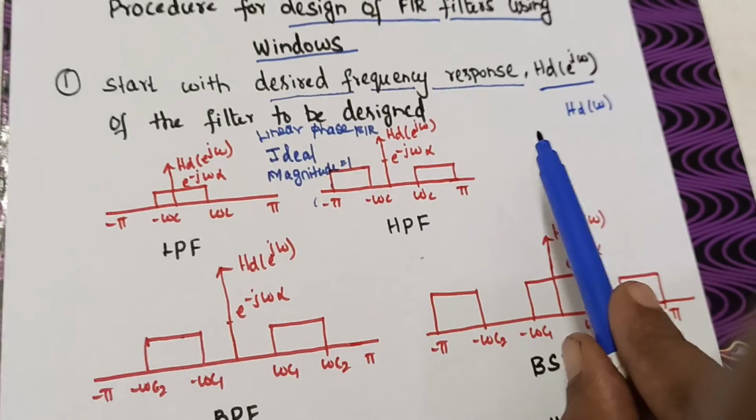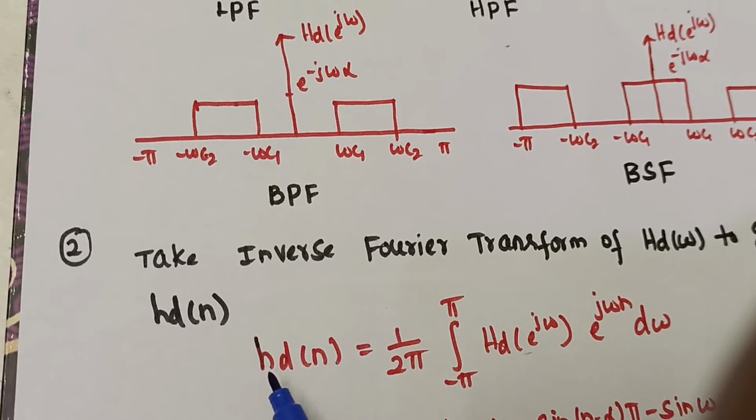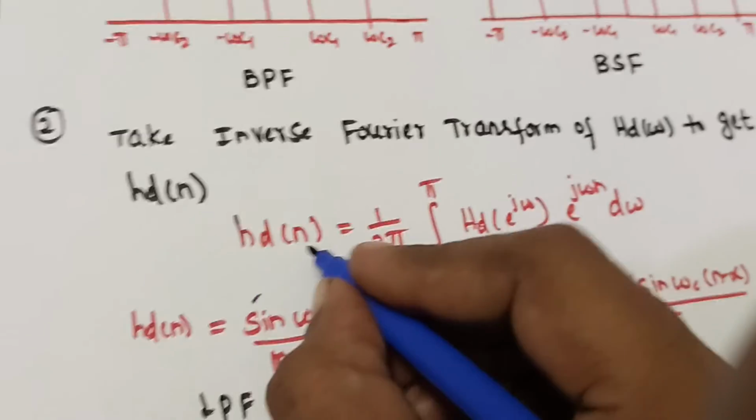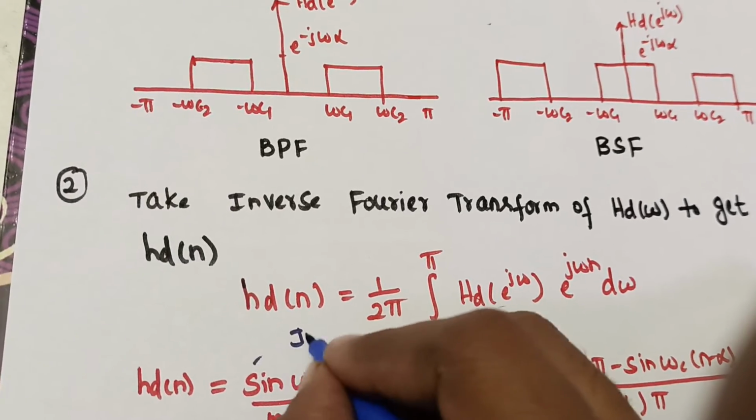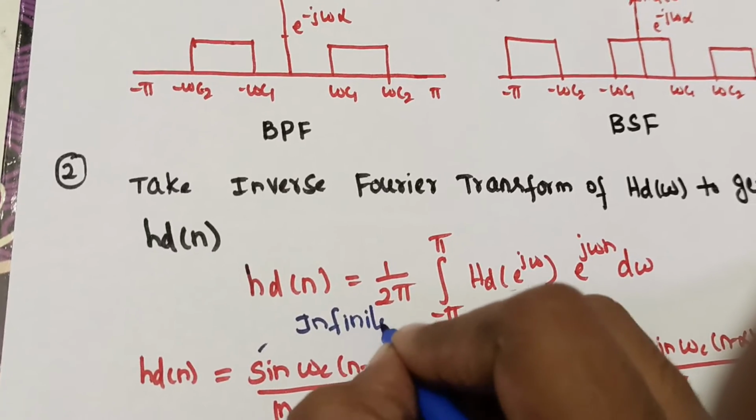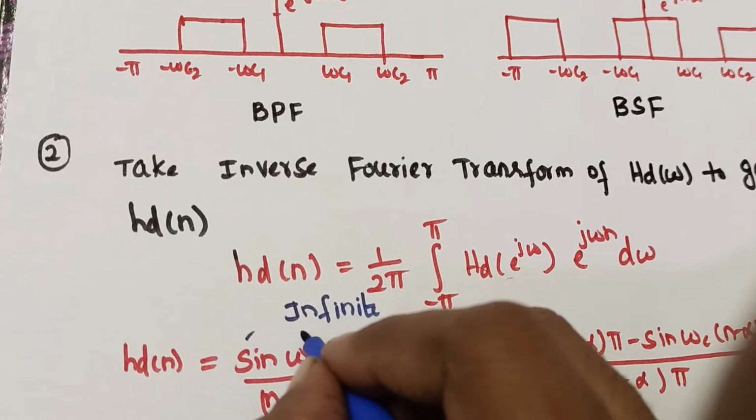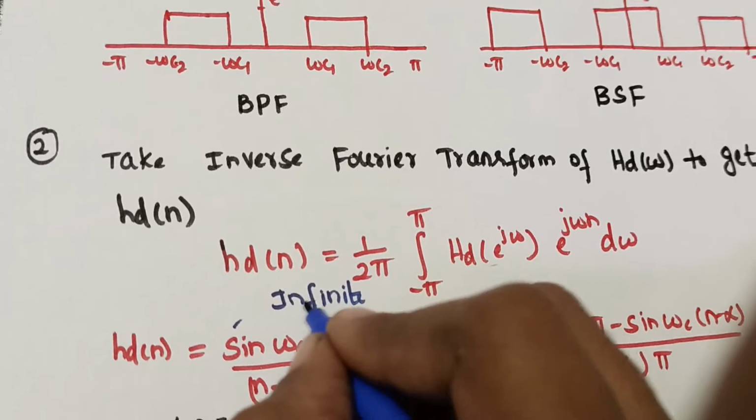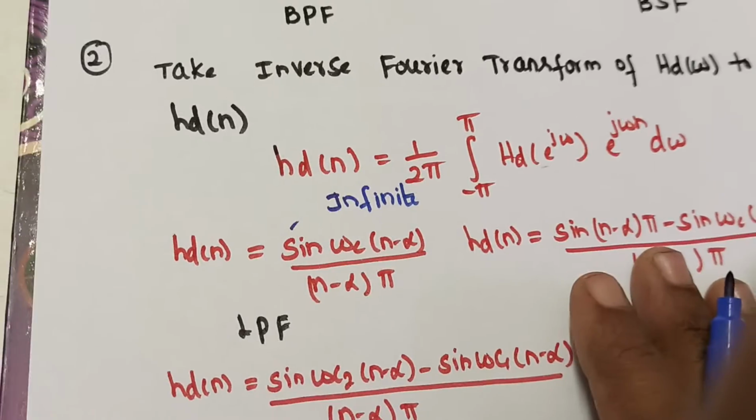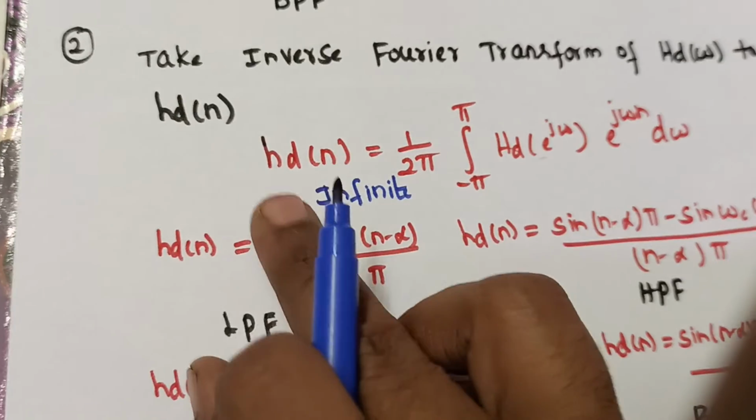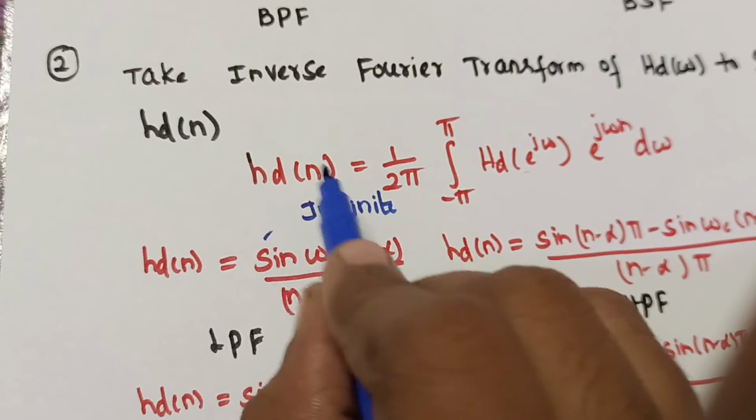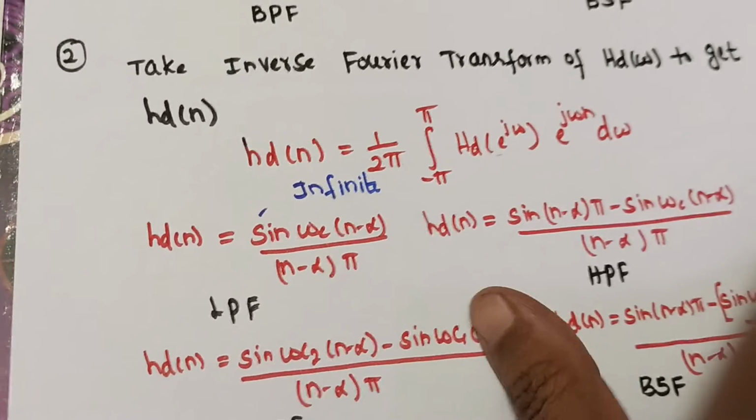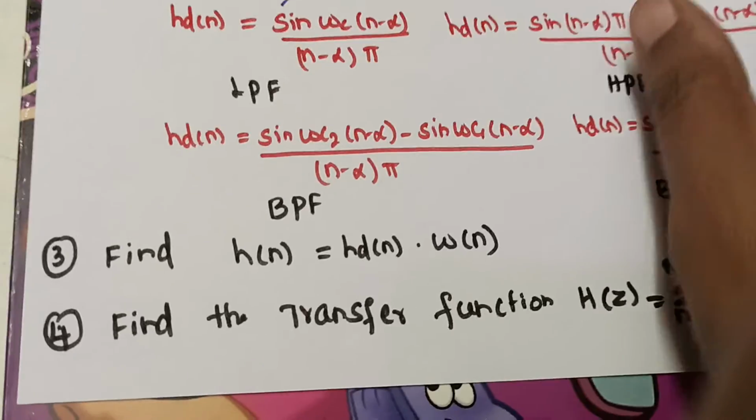We started with the desired response hd of omega. We have determined the inverse Fourier transform for it to obtain this hd of n. Now if you consider the length of this hd of n, it will be infinite. Since we are calculating it from minus pi to pi, this is an infinite duration sequence. But we are supposed to design a finite impulse response. This hd of n is also an impulse response, but it is of infinite duration. Since we have to design a finite impulse response filter, the impulse response should be finite.